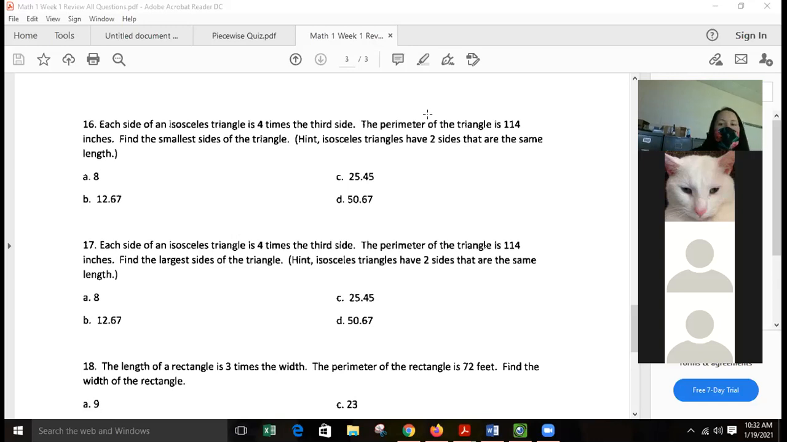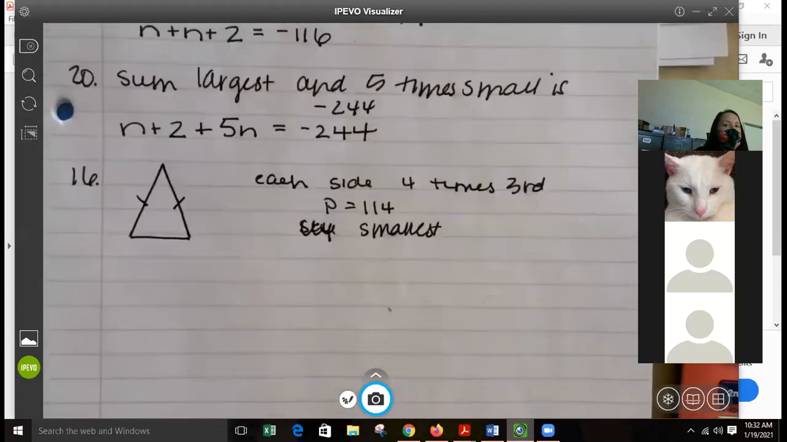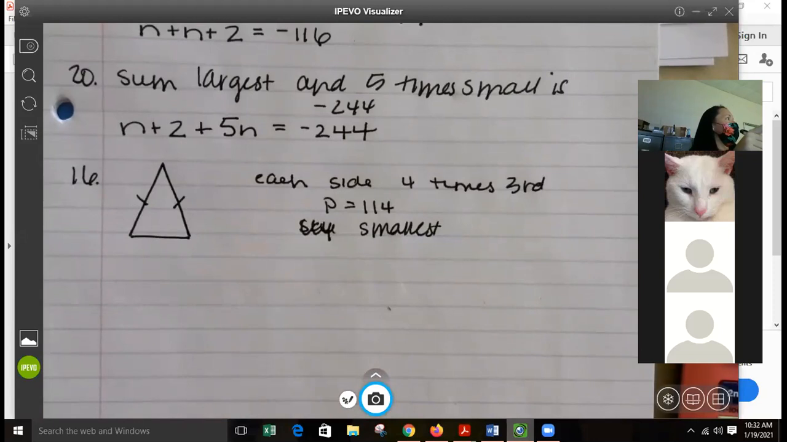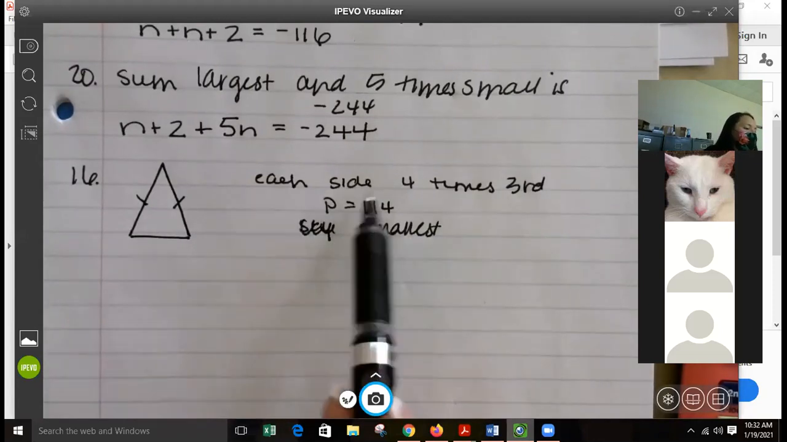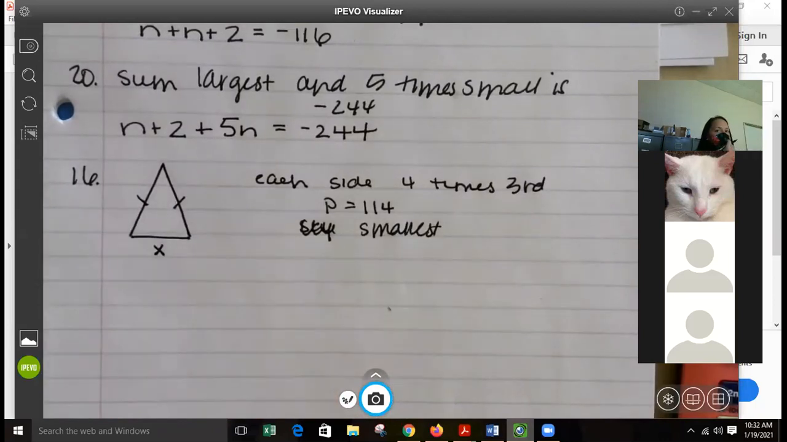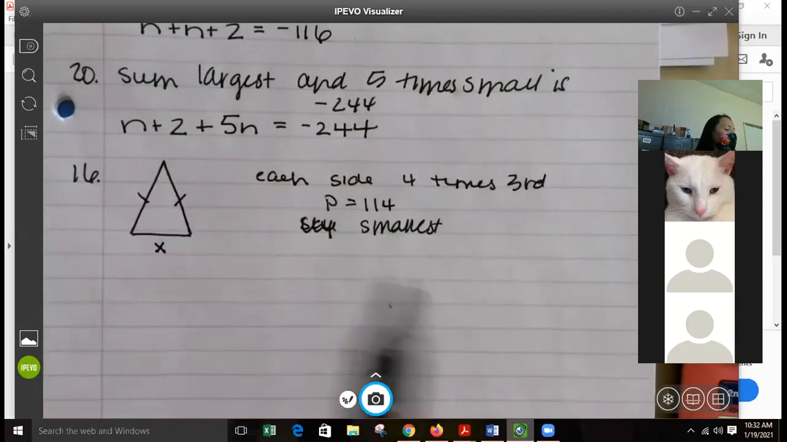Here's what I see on your test when you eventually take it: just like I told you, people get these questions right. They do all the work right, but they don't answer the question they ask. So we want to make sure that we found the smallest. Each side is 4 times the third. We don't know the third, so we're going to label it X. These two are the same. Those little marks mean that they're the same. How do I do 4 times the third? If the third is X, how do I do 4 times the third?